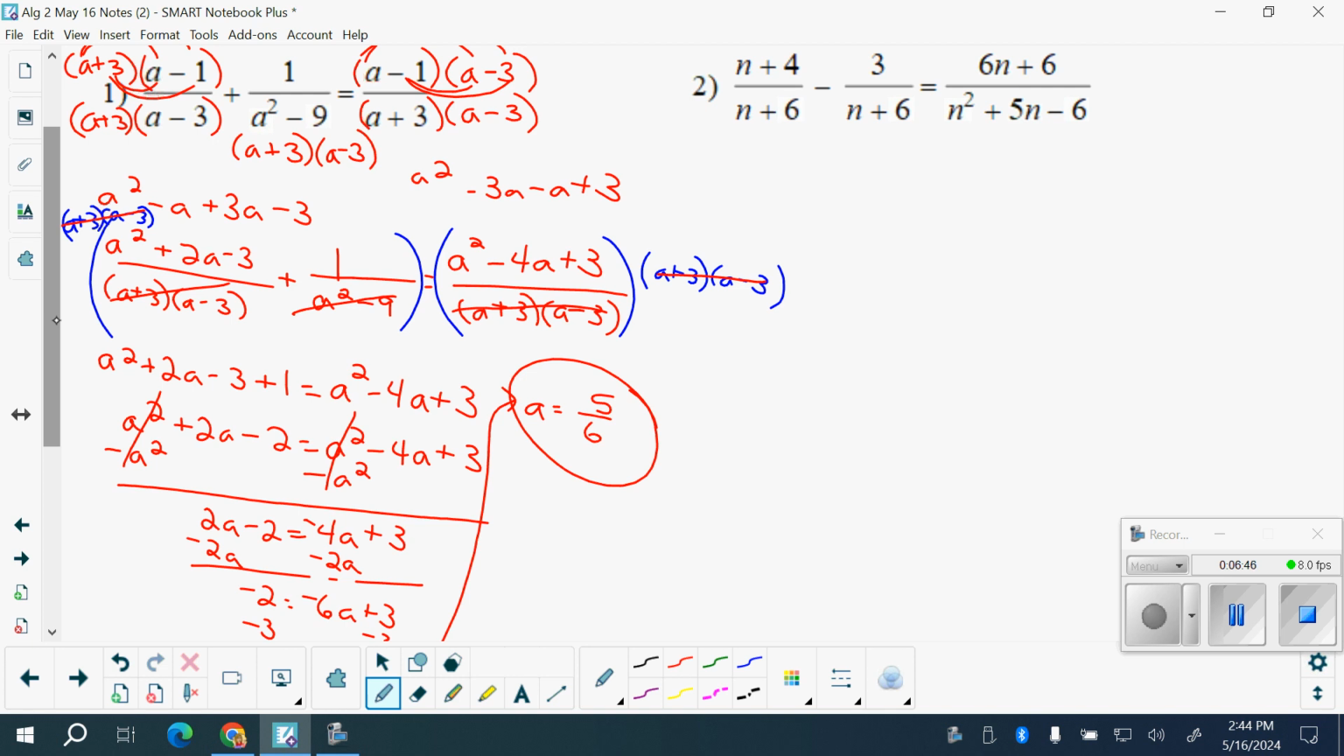Okay, on to number 2. What should we do first on that one? Yeah, we want to factor this n squared plus 5n minus 6 to see what it factors to. So how do we factor that? Got an n squared, a 5n, and a negative 6. How do we factor that?